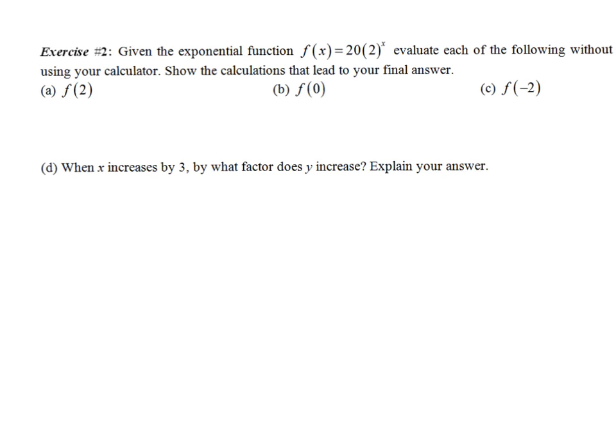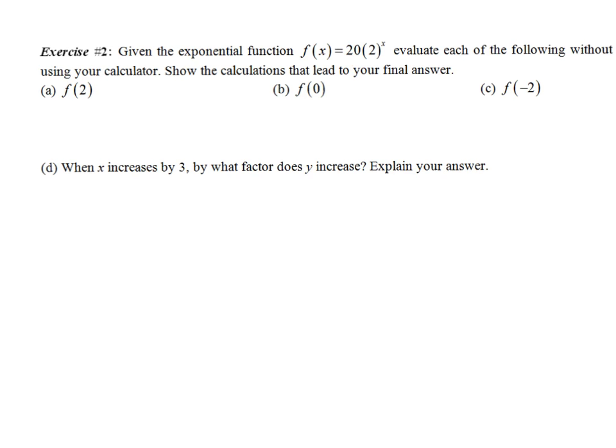For exercise number 2, we're going to start with the exponential function f of x is equal to 20 times 2 to the x. So we know that this is an exponential function because it has, as part of it, the product 2 to the x power. I'm multiplying 20 times 2 to the x. Now in this case, we know that the x is only the exponent on the 2. So I can't first of all multiply 20 times 2. I have to do the exponent first and then multiply that result by 20.